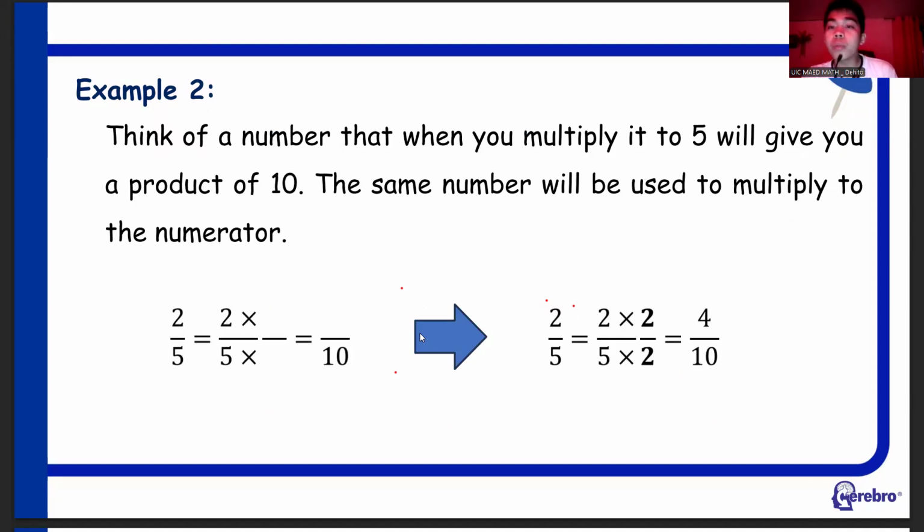Think of a number that when you multiply it by 5 will give you a product of 10. And the same number will be used to multiply the numerator. So we have 2/5. 2/5 is our fraction. And then we're going to find a number that when you multiply it by 5, it will become 10. And then let's multiply that number to our numerator also. So let's try 2. 5 times 2 is 10. 2 times 2 is 4. So 4/10 is our result, the product of our fraction.